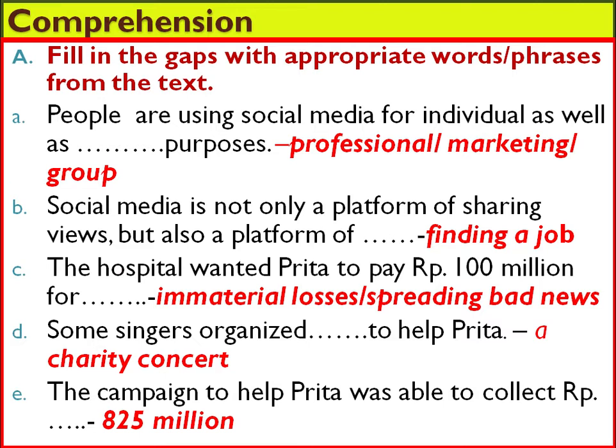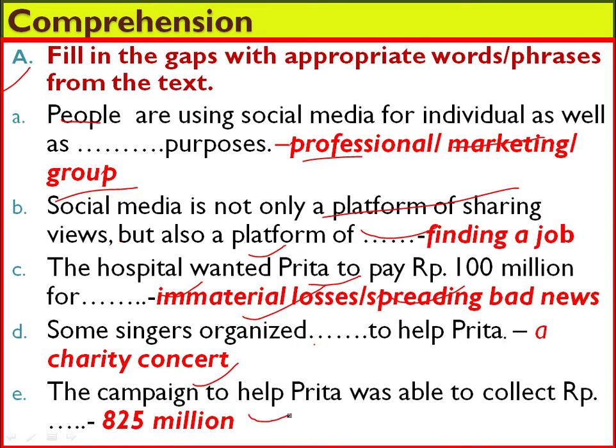Then about comprehension. Fill in the gaps with appropriate words and phrases from the text. People are using social media for individual as well as professional marketing or group purposes. Social media is not only a platform of sharing views, but also a platform for finding a job. Hospital wanted Peter to pay RP 100 million for immaterial losses are spreading bad news. Some singers organized a charity concert to help Peter.